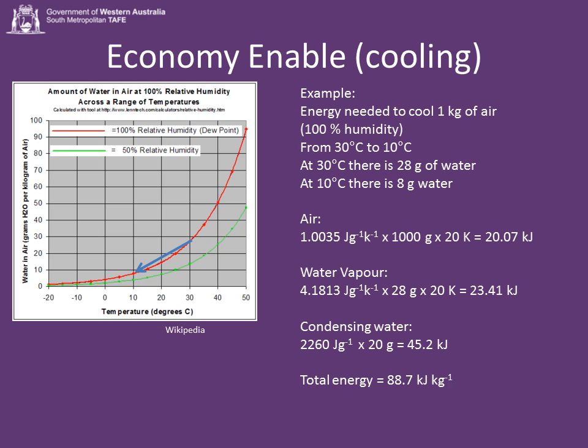Let's do some of the sums. Cooling the air by 20 degrees. And there's the sum, and cooling the air by 20 degrees will cost me 20.07 kilojoules.